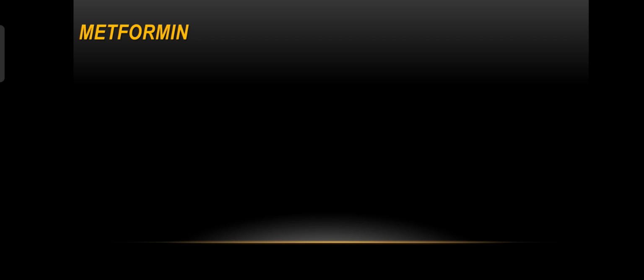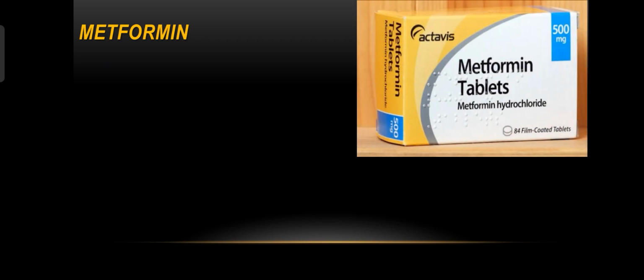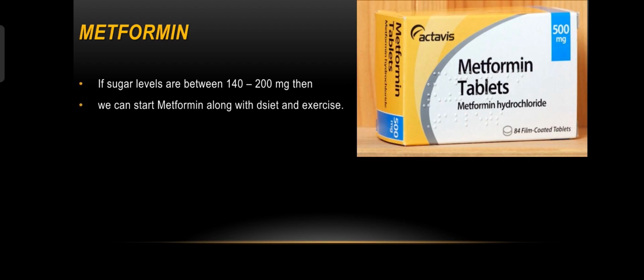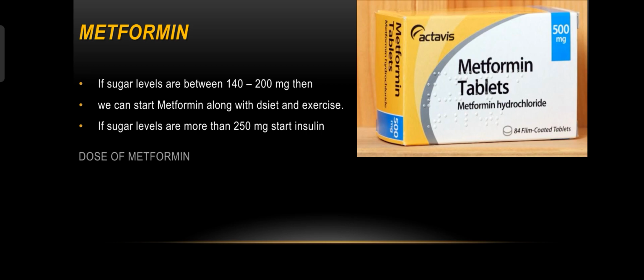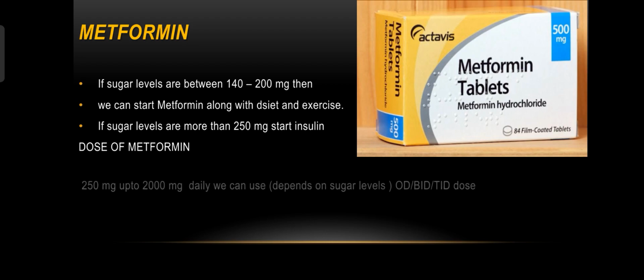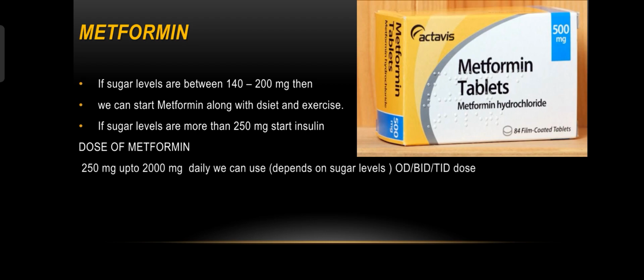The hypoglycemic agent metformin is safe during pregnancy. If the sugar levels are between 140 to 200 milligram, then we can start metformin along with diet and exercise. If sugar levels are more than 250 milligram, then there is no indication for metformin, just start insulin directly. The dose of metformin is 250 milligram up to 2 gram daily depending on the sugar levels, either once a day, BID or TID.